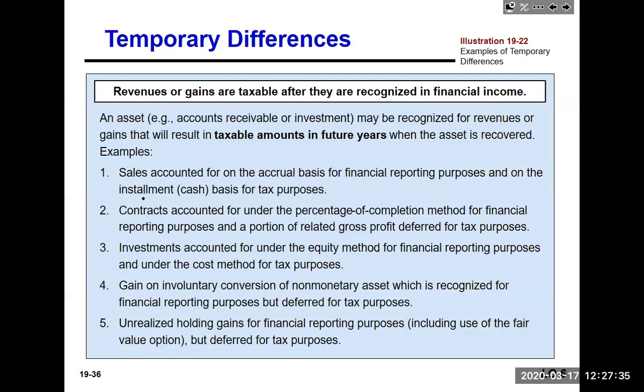You know, I misspoke earlier, this number 2 here. Well, first of all, this number 1, sales accounted for on the accrual basis for financial reporting on an installment cash basis. And this second one, that example I used earlier for deferred tax asset, that was actually a good example for deferred tax liability.